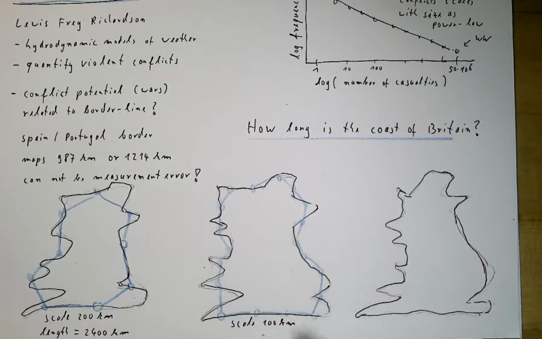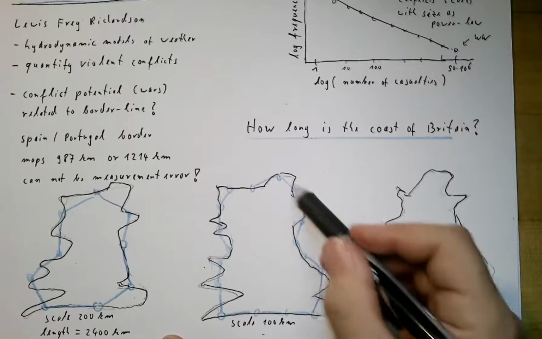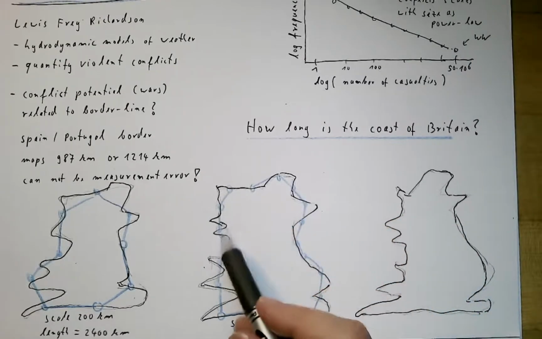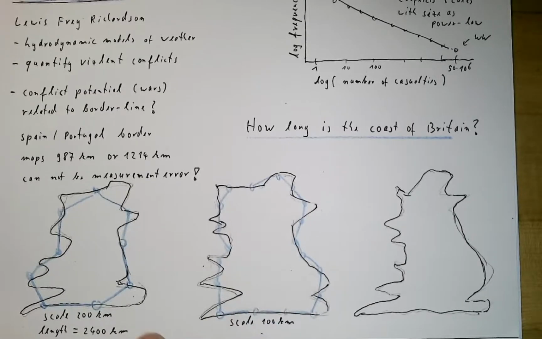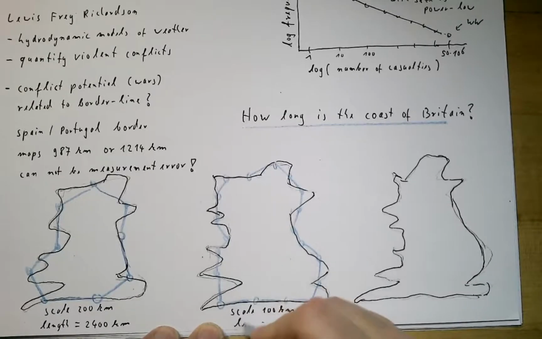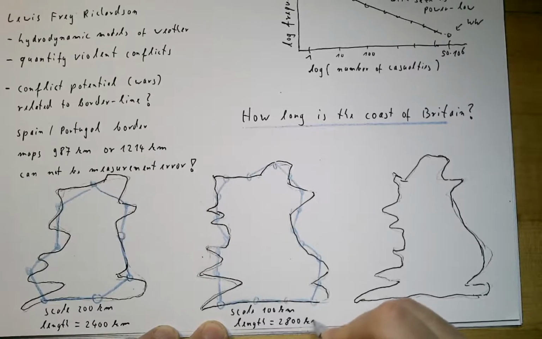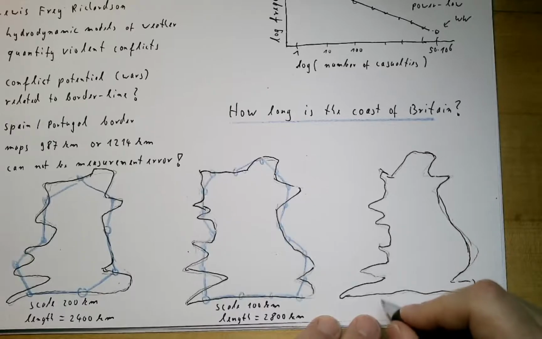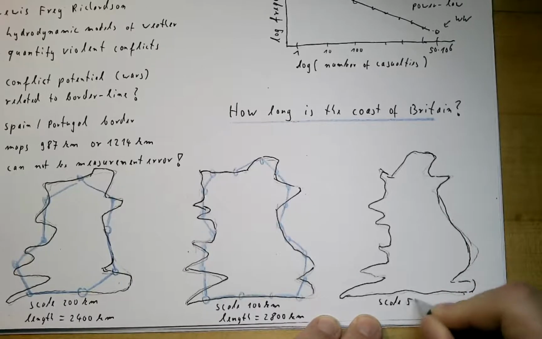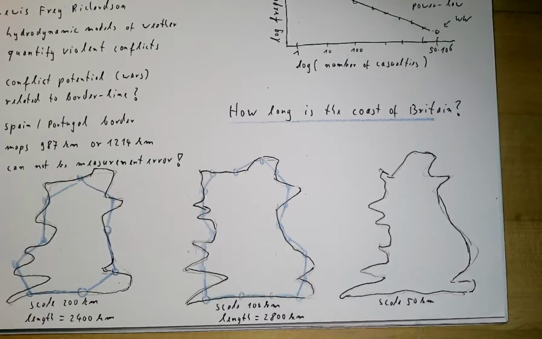And so our covering of the coastline starts to take more roughness into account, and then, not astonishing, we get a larger length, and then we find a length of 2,800 kilometers. And now we can take an even smaller scale. Take a scale of 50 kilometers and see what we find now.